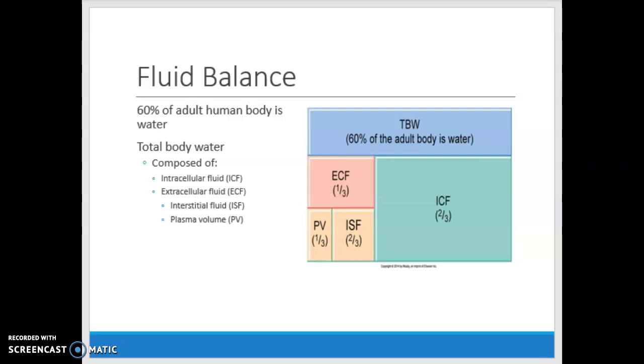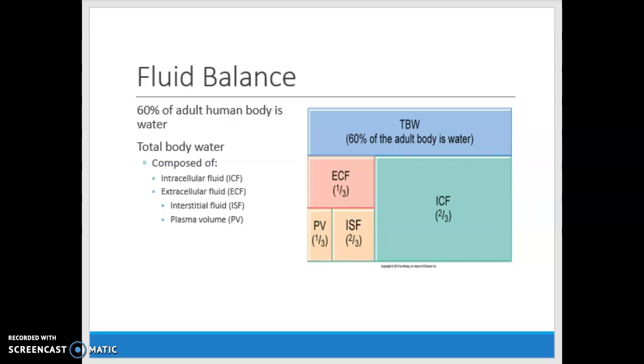So resources say 50 to 70% of the body is water. That's an average across the lifespan. 60% of the adult human body is water. So what does that mean? Well, this means that fluid is about 40 liters in the average adult. 2/3 of that 40 liters would be about 25 liters. That's housed in the intracellular fluid.